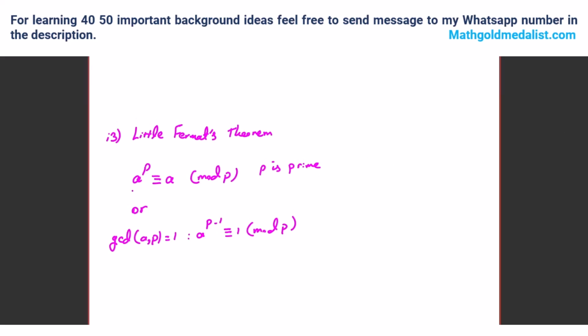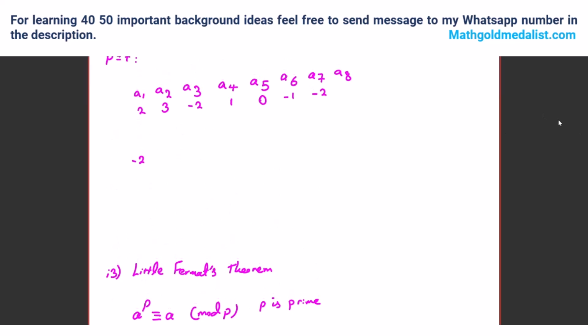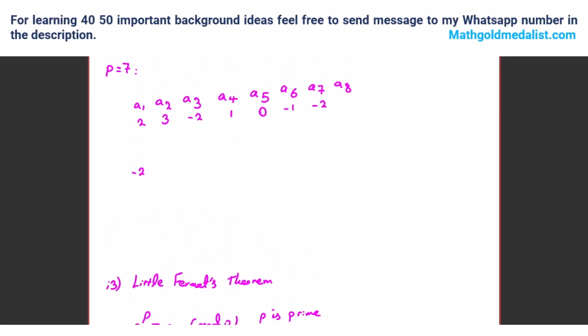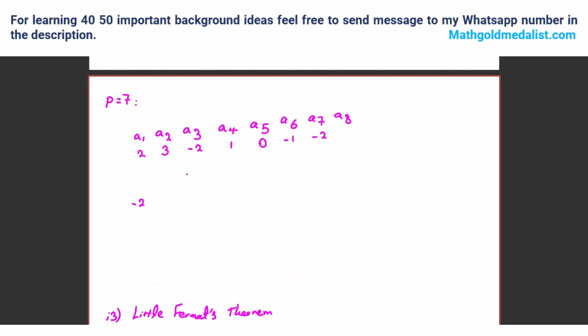You should consider a, 2a, 3a, up to (p minus 1)a, and prove that they are 1 to p minus 1 mod p in some order. Then you should consider the product and cancel (p minus 1) factorial from both sides. But if you want the rigorous proof, as I said, you can send a message to my WhatsApp number.